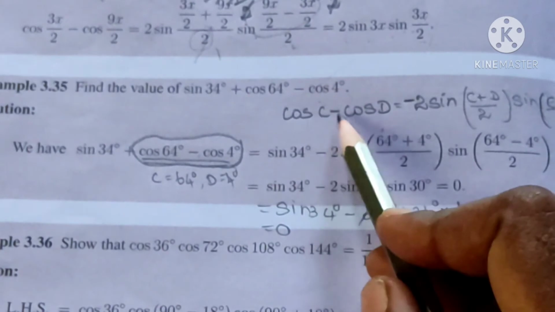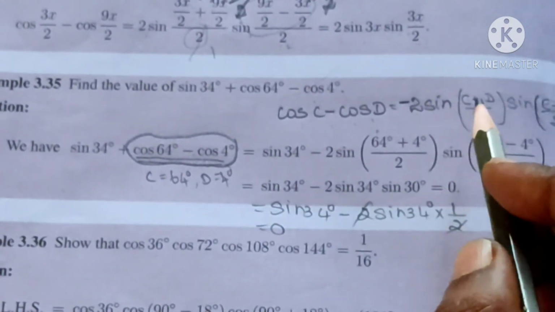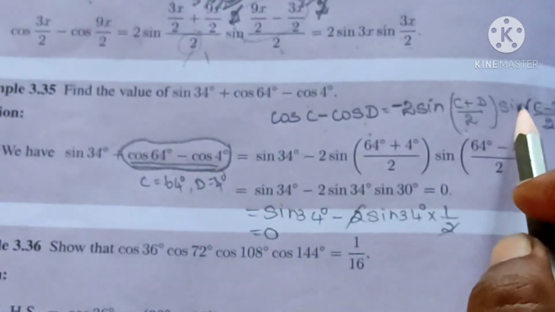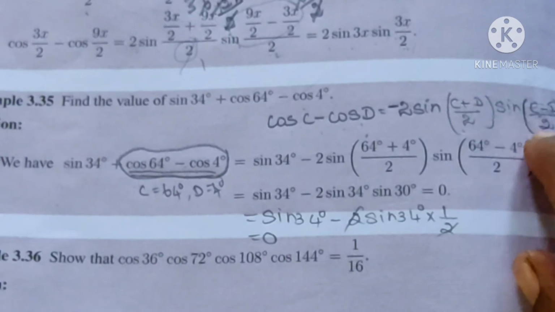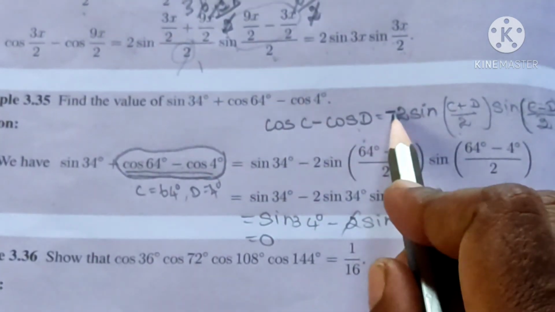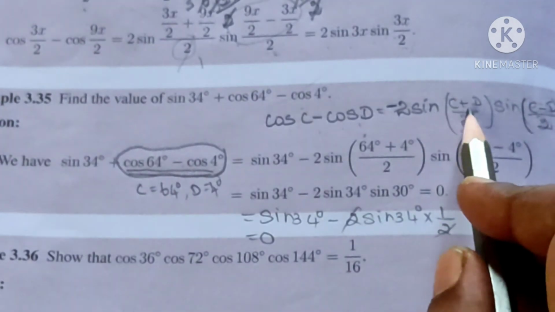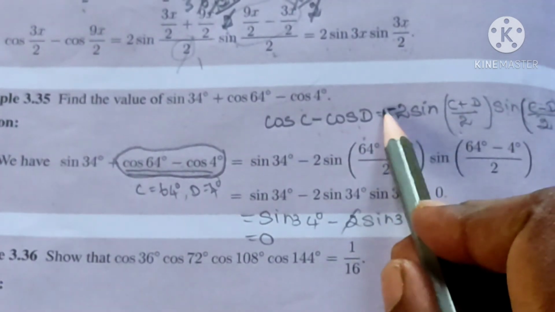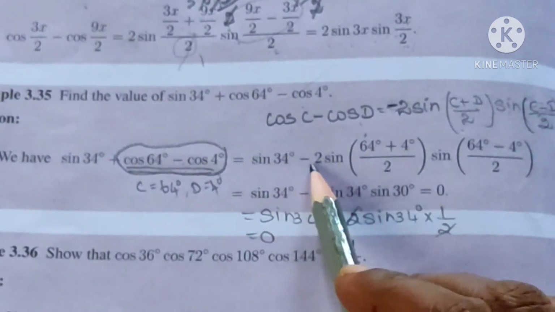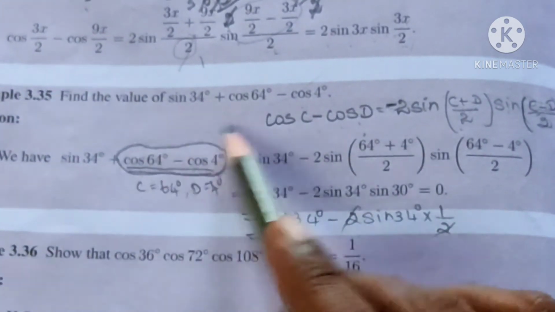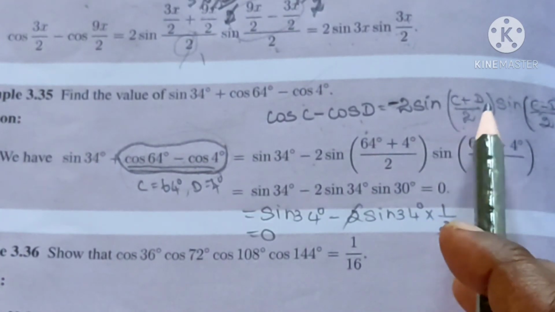What's the formula? Cos c minus cos d is minus 2 into sine c plus d by 2 sine c minus d by 2. Here we take d minus c by 2, so you don't write the negative sign. If you want the form c minus d, then you should write the minus here. So substitute sine 34 degree minus. In this place you substitute this result. In the c place 64 degree and in the d place substitute 4 degree.